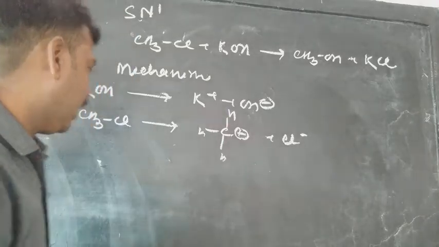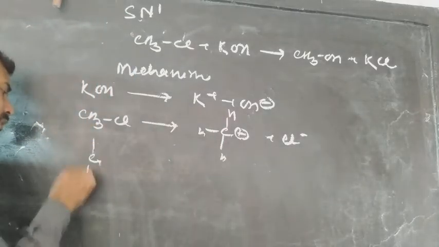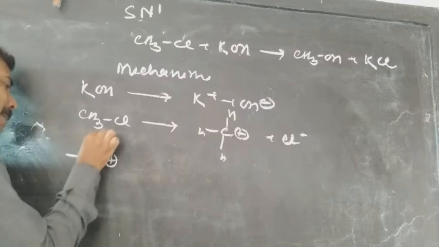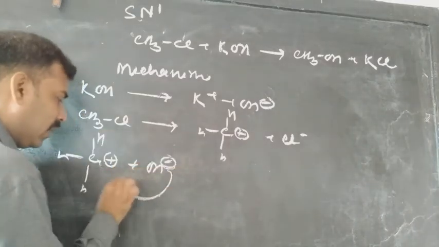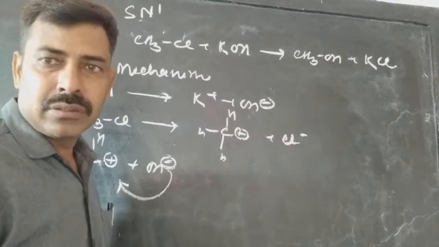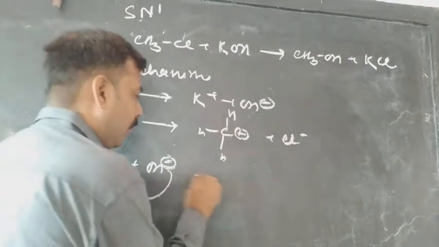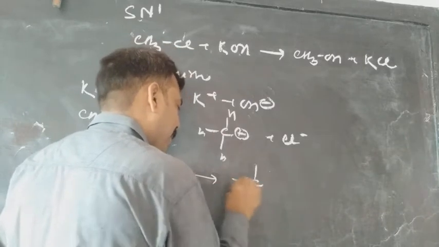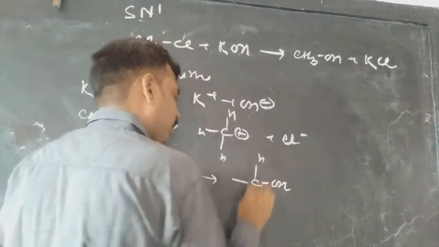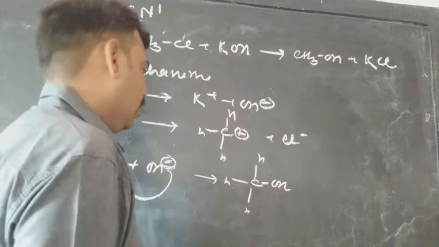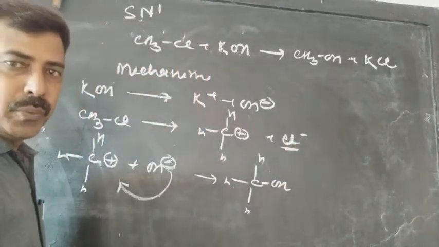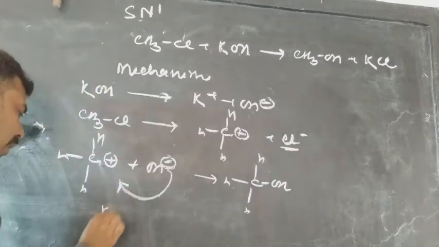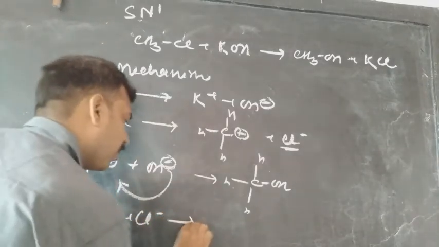Now this carbocation will approach the nucleophile, that is the hydroxyl ion, and after approaching it will form methanol. Now the remaining chloride ion will approach the potassium and form KCl.